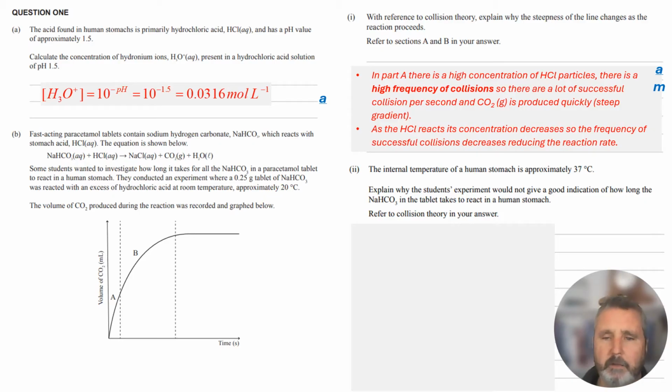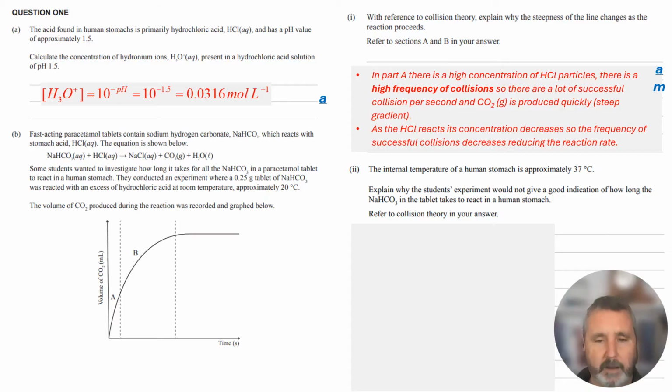Part 2 here. The internal temperature of a human stomach is 37 degrees. Remember that the reaction was carried out at 20 degrees. Explain why the student's experiment would not give a good indication of how long the tablets take to react in the stomach. Well, of course, the temperature is different. So we're going to refer to collision theory and talk about why we would expect to get a different result with a different temperature.